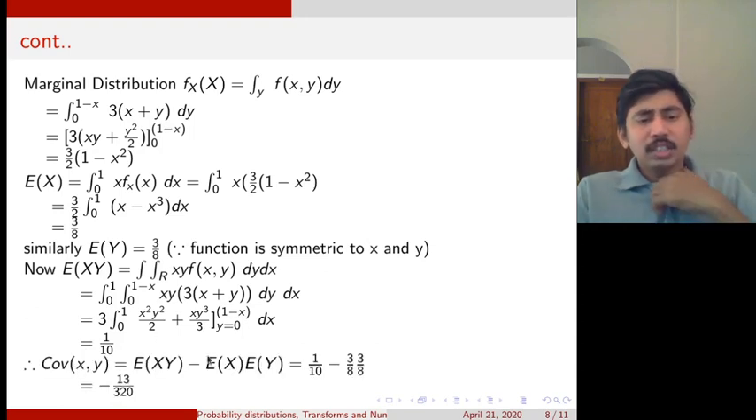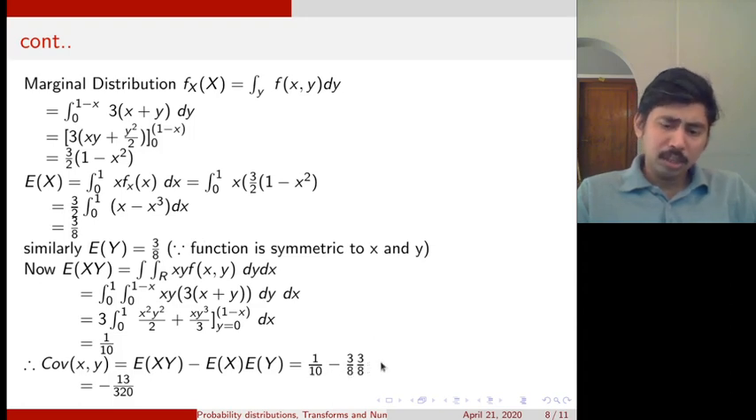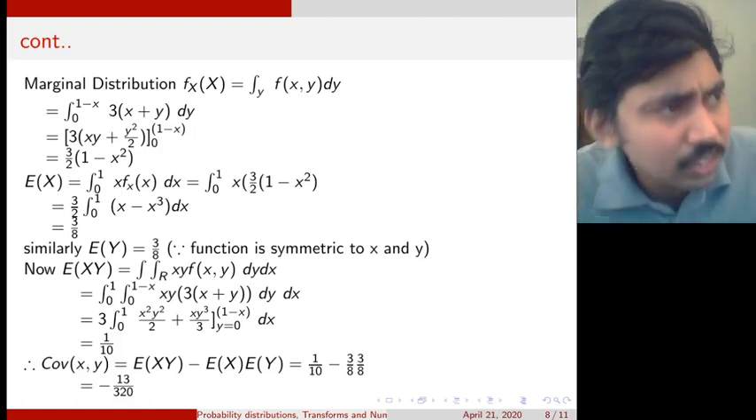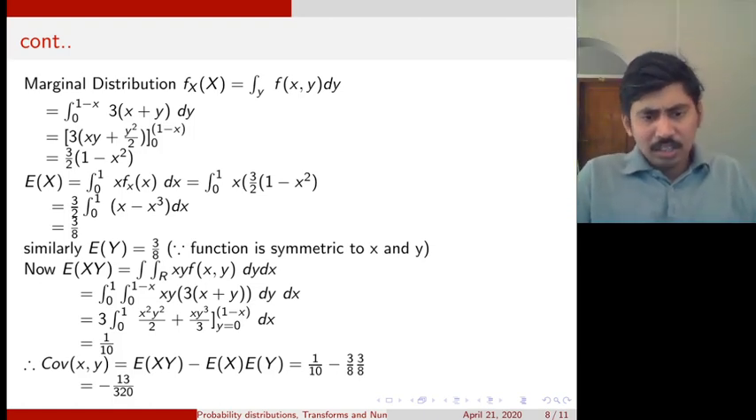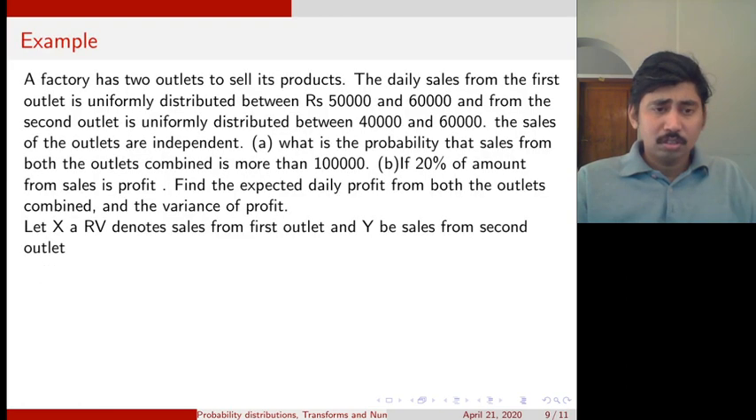And the covariance is expectation of xy minus expectation of x into expectation of y. So here we get expectation of xy, and expectation of x and y from before: 1 by 10 minus 3 by 8 into 3 by 8, which equals minus 13 by 320. I already told you that covariance can be negative. That is a negative correlation. If one variable increases, the other variable may decrease. In such a case the covariance will be negative, and there will be a negative correlation.